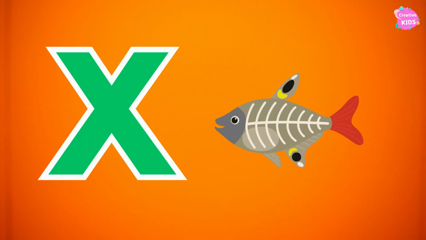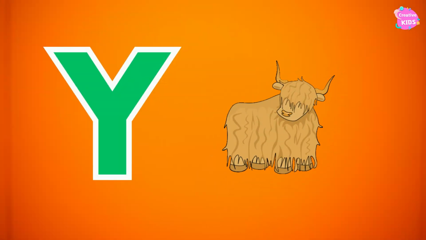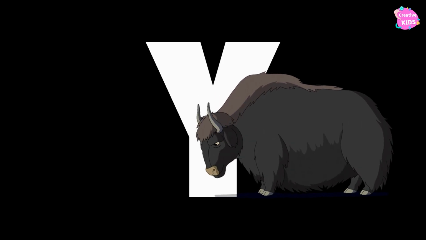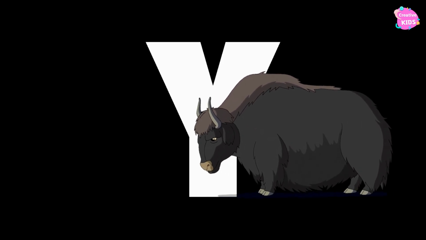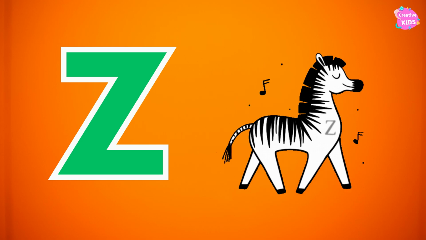X is for X-ray fish, X-ray fish, X-ray fish. X is for X-ray fish. Y is for yak, yak, yak. Y is for yak. Z is for zebra, zebra, zebra.